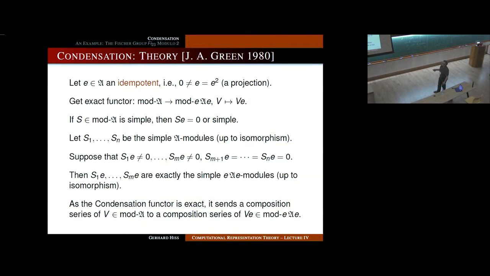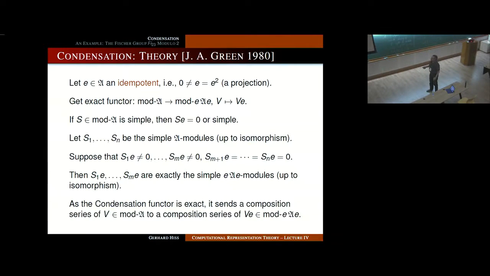But of course, the point is, it depends on the idempotent E. Of course, you can take E equal to 1, then nothing interesting happens, then the module stays as it was. But if E is not 1, usually this VE has a much smaller dimension. It's a subvector space of V, after all, and usually has a much smaller dimension.